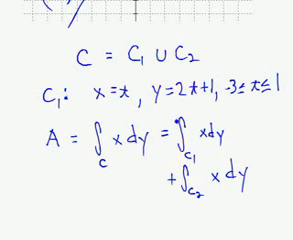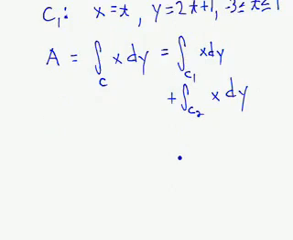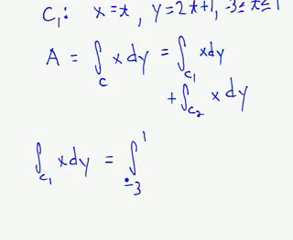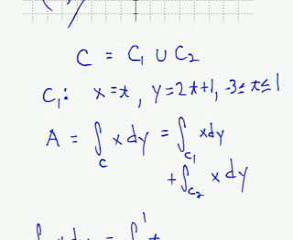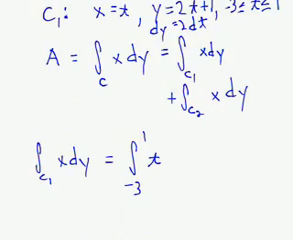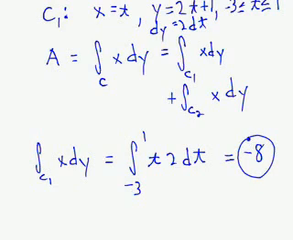And what I'll do is I'll calculate these line integrals in two separate pieces. So the first one, the integral over C1 of x dy, is going to be the integral from -3 to 1. x is just equal to t, and dy is going to be just 2 dt. So filling in dy, I just get 2 dt. And if you calculate that integral, you just get -8.